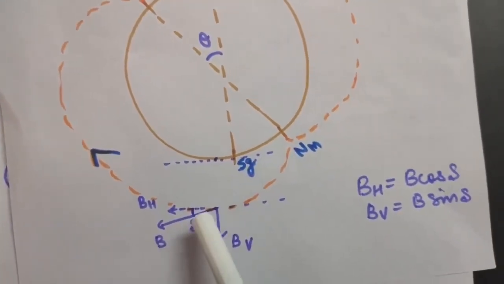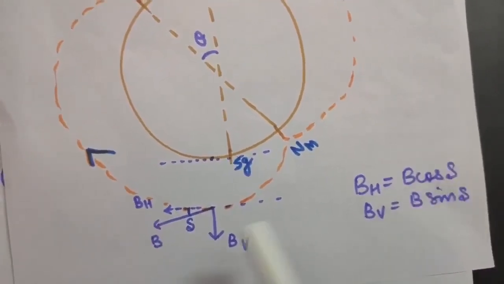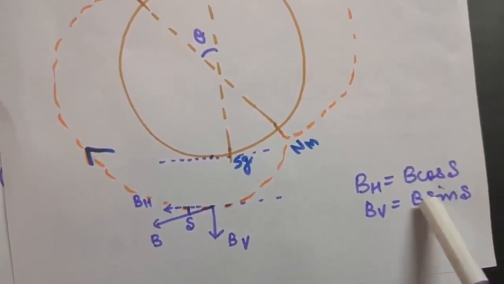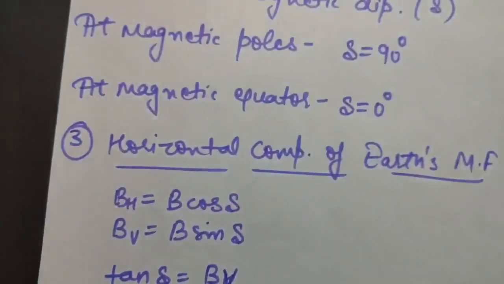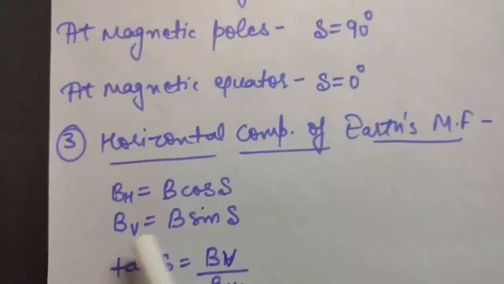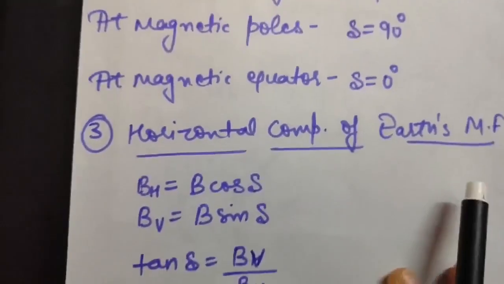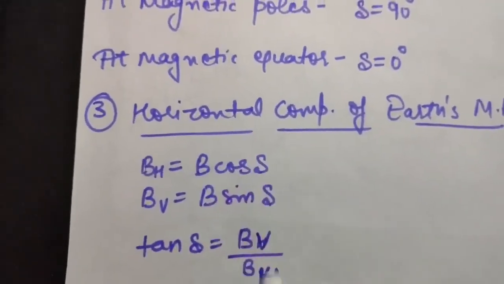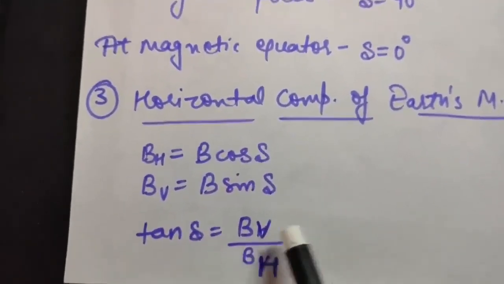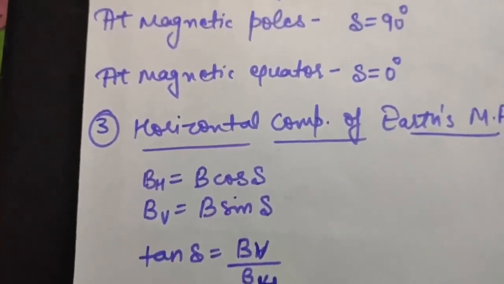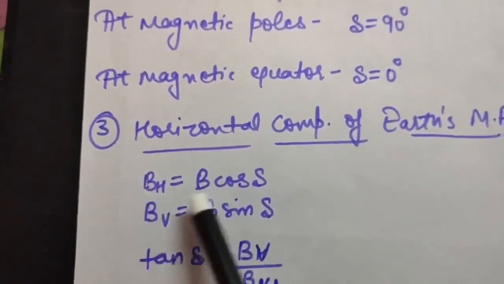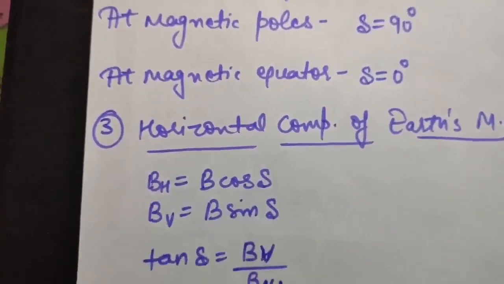So from here you can say BH is B cos del by resolving B, and BV is B sin del. Okay, so BH is B cos del and BV is B sin del. Now if you divide these two equations, you will get tangent del to be BV upon BH. Okay, so we have this horizontal component and this vertical component.